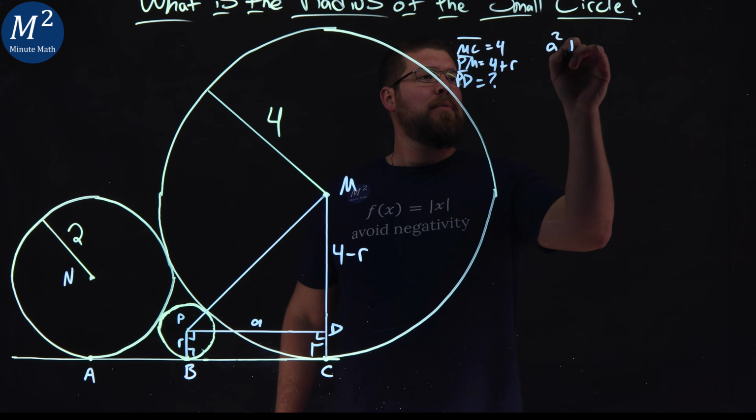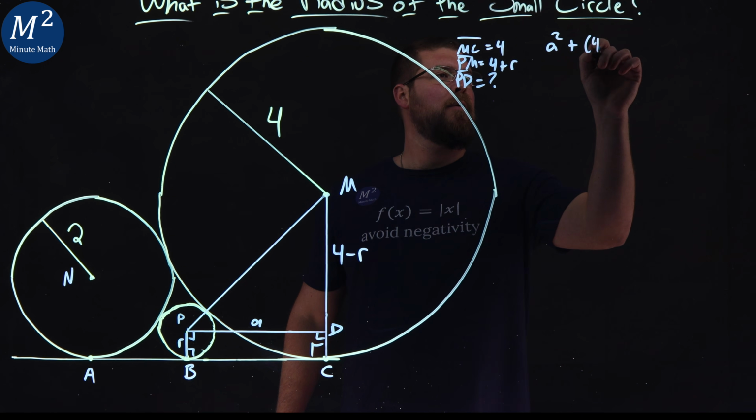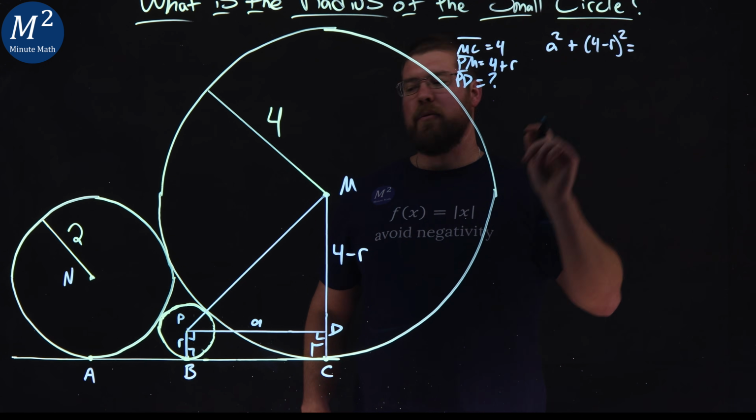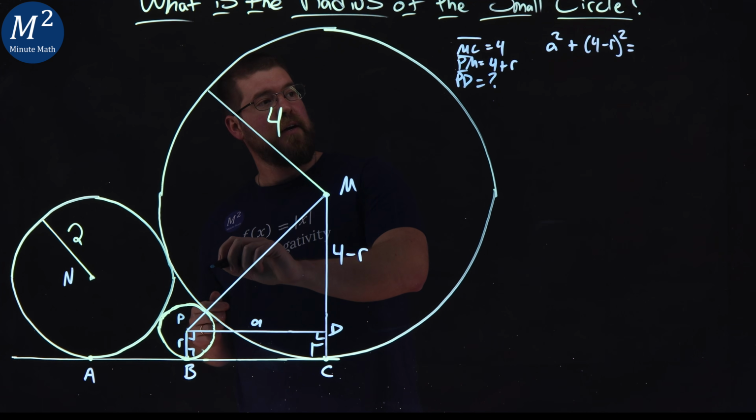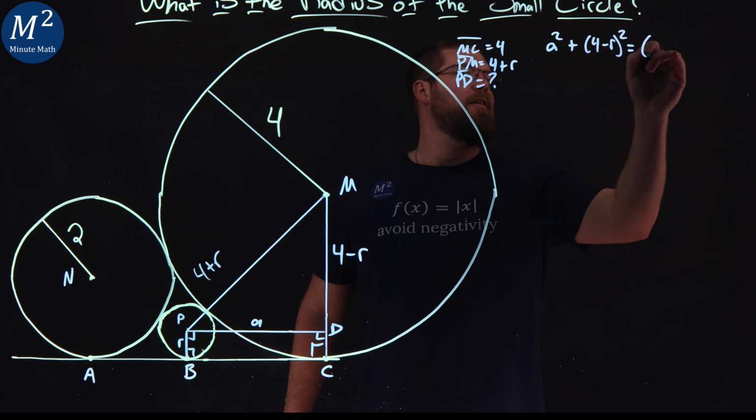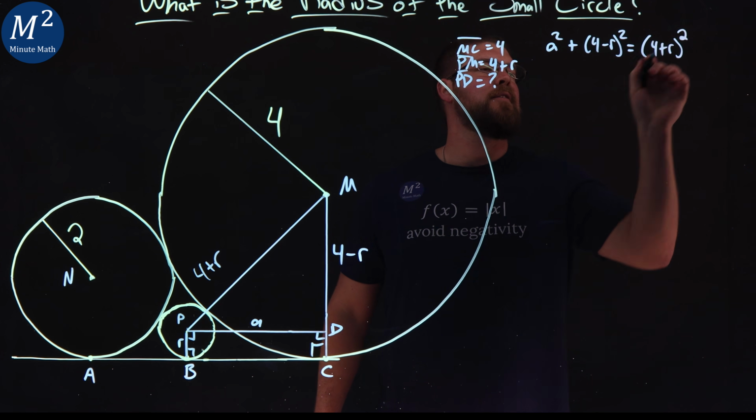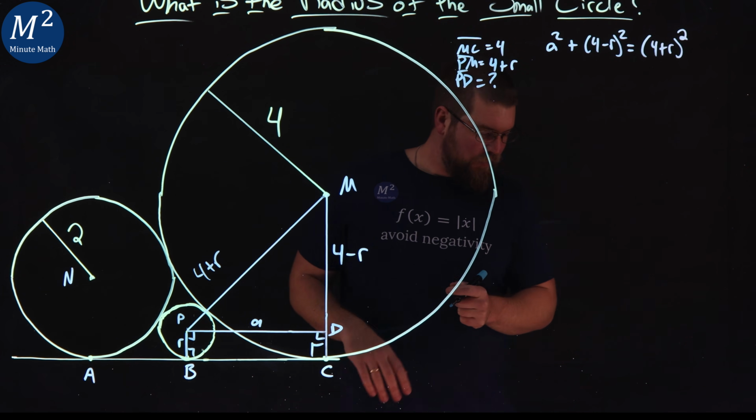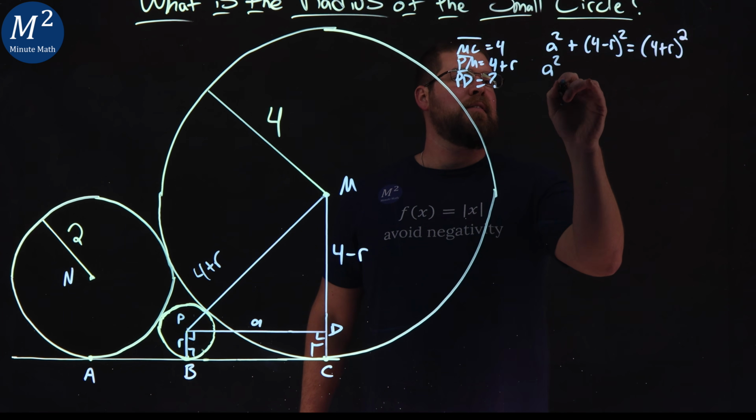A squared plus B squared is going to be 4 minus R, all squared, equals C squared, which is right here, 4 plus R. It's the whole length of PM. And we have 4 plus R all squared. Let's simplify this out here. A squared stays as it is.